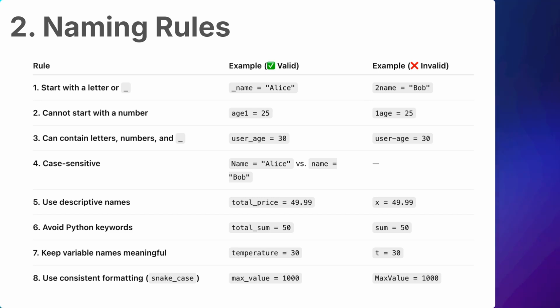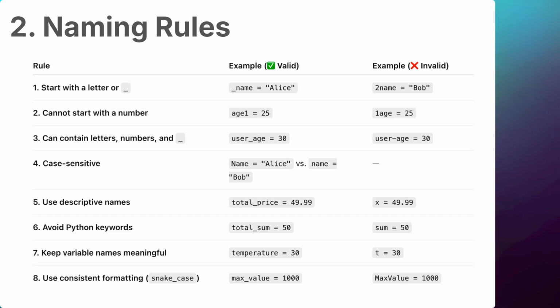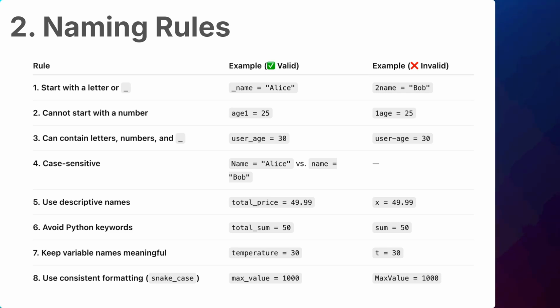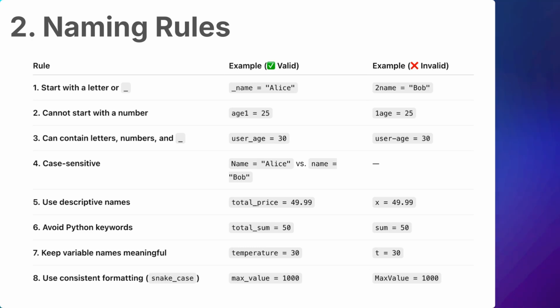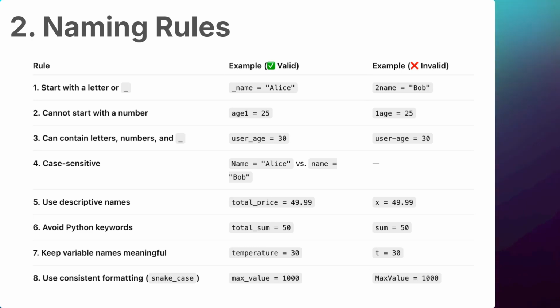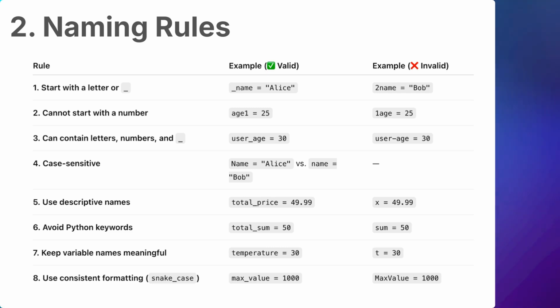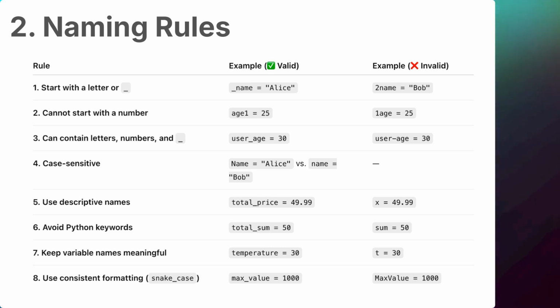7. Keep variable names meaningful to improve readability. Variable names should be self-explanatory. Avoid single-letter names. 8. Use consistent formatting. Snake case is the standard for variables in Python. Following a consistent naming convention improves code consistency across projects.